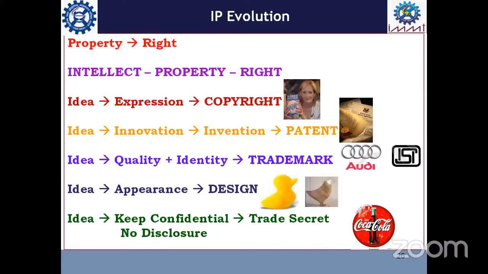By now we all know that it is the idea or a thought which serves as the source of any kind of IP that we see. So if you have an idea, if it leads to expression, you may get a copyright. Idea leading to invention or innovation, you may get a patent. Idea reflecting the quality and identity, you may get a trademark. And idea resulting into appearance, you may get an industrial design.